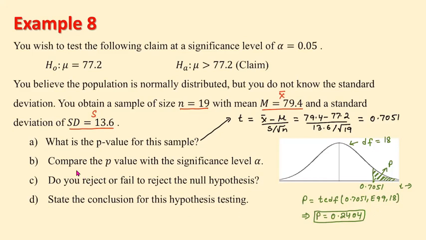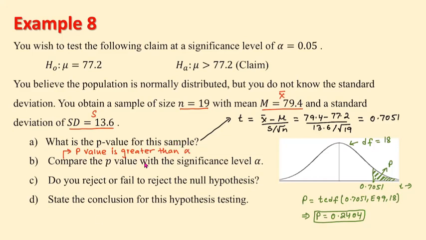Next, in part B, we are asked to compare the p-value with the significance level. So our p-value is 0.24 and the significance level is 0.05. You can see that p is greater than alpha. So for part B, the p-value is greater than alpha.